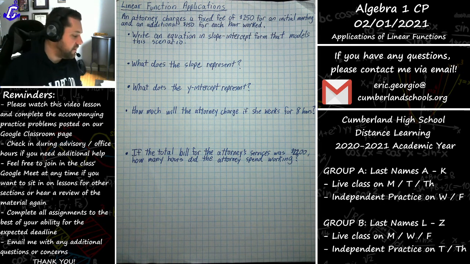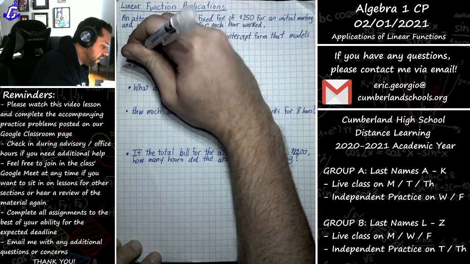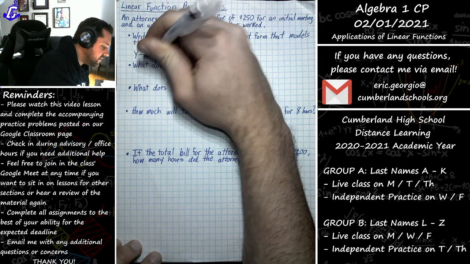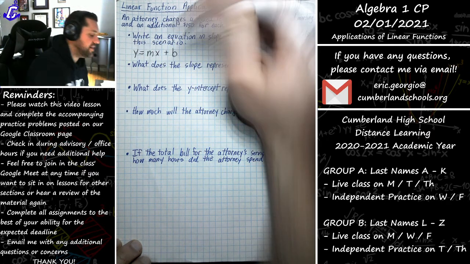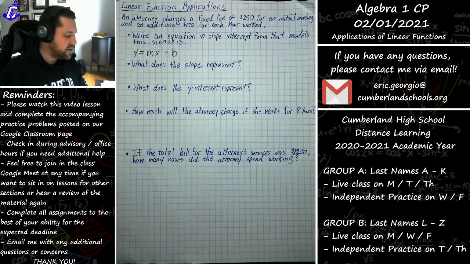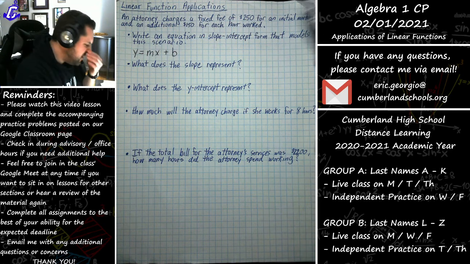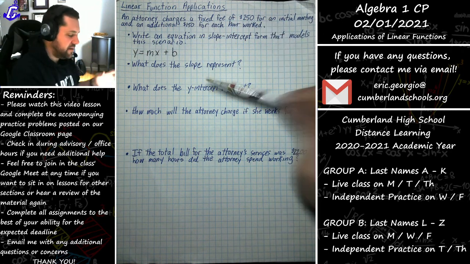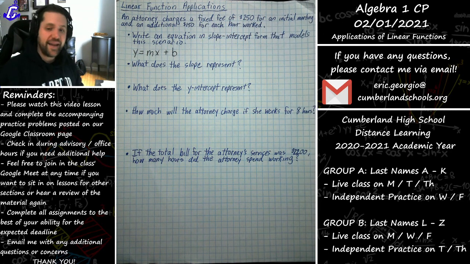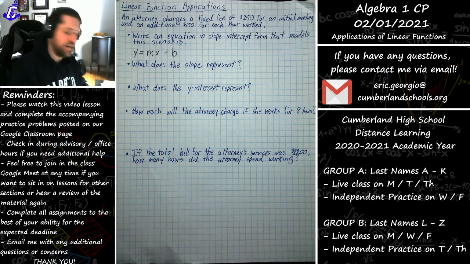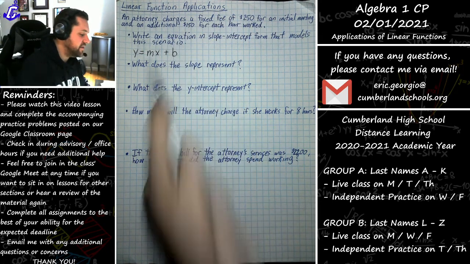So slope-intercept form, remember, is our good old friend y equals mx plus b, in which m is the slope and b is the y-intercept. x is the input of the function, y is the output of the function. So which one of these pieces of information in my word problem ties into the y-intercept, ties into just a constant? And likewise, which one ties into the slope?